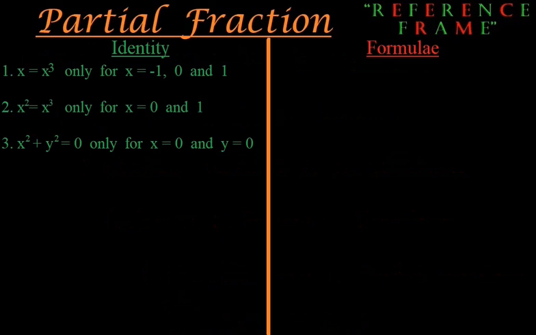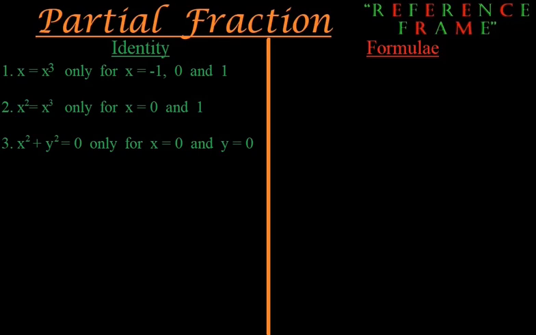So first of all, we're going to discuss identity. As you can see on the screen here, x is equal to x cube. This is true only for the given values, or only for the values x equals -1, x equals 0, and x equals 1. How? If we put x equals -1 on both sides of the equation, look what you're going to have on the left side.